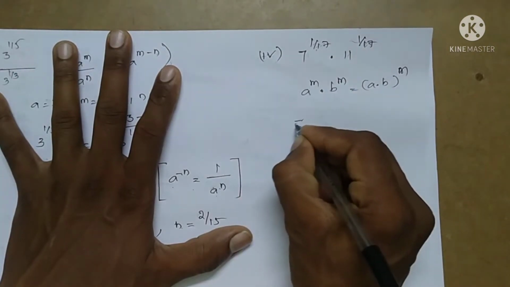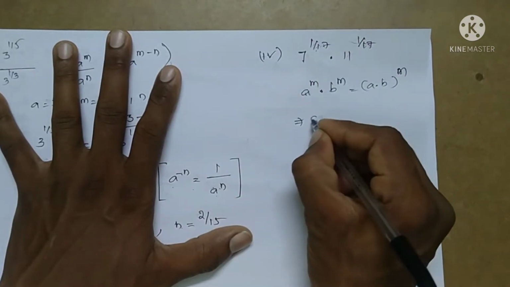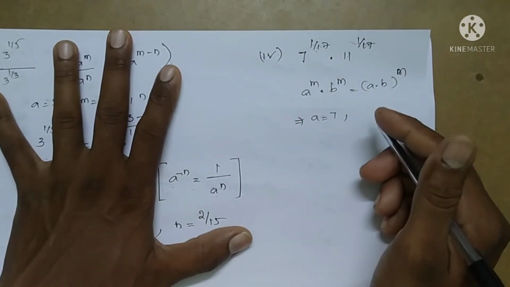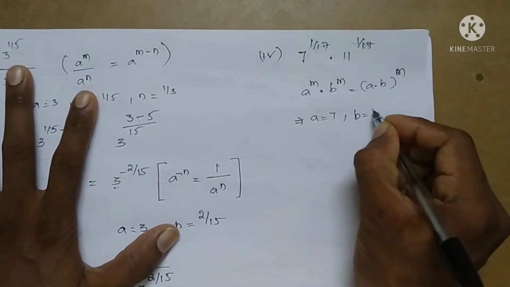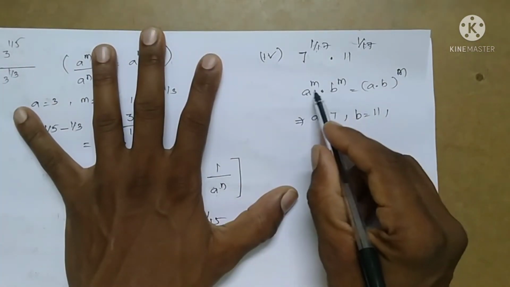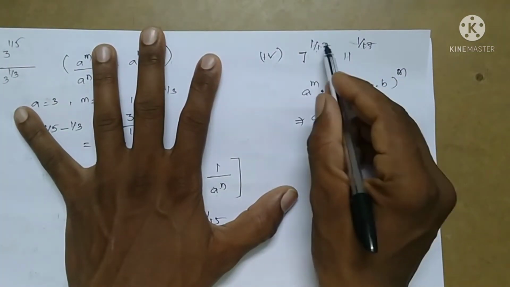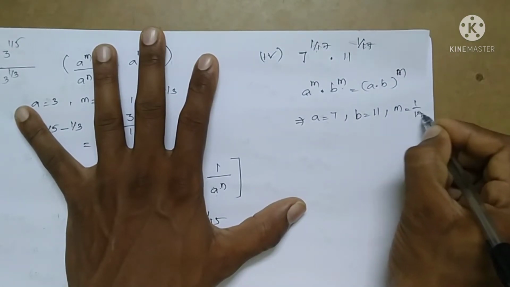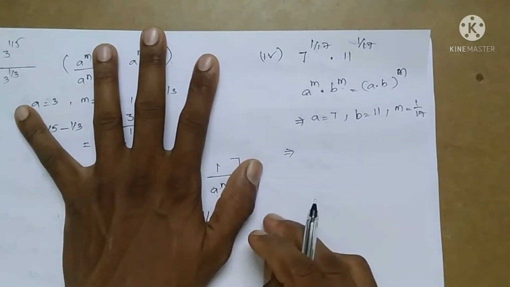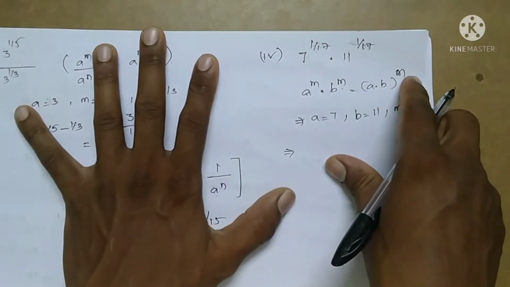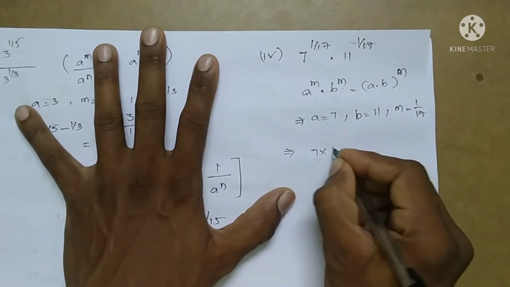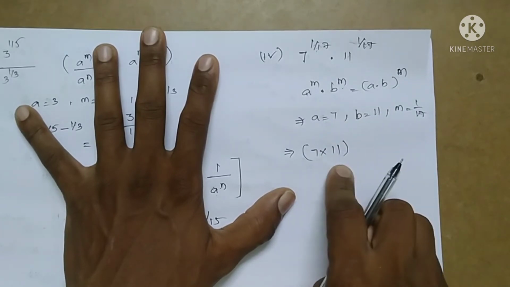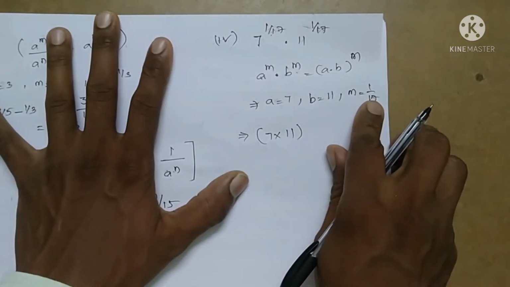So here a is equal to 7 and b is equal to 11, and m is equal to 1/17. The result is (a·b)^m. So 7 into 11, a into b, (7 into 11) whole power 1/17.